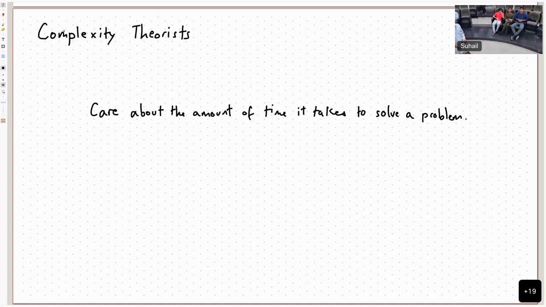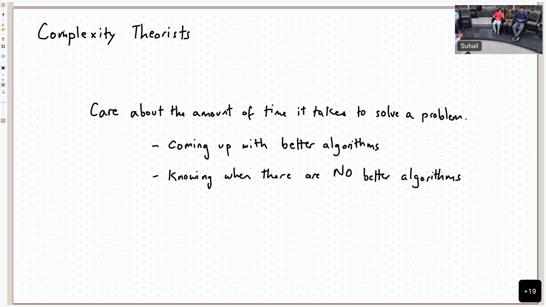But it's inevitable if you care about the amount of time it takes to solve a problem, that you're going to care about coming up with better algorithms, because that decreases the amount of time it takes to solve the problem. And another thing that a complexity theorist would care about more than others is knowing when there are no better algorithms. That is, you've found the best algorithm, there's nothing better. So these are, in general, two things that complexity theorists care about. The first point is an upper bound, and the second point is a lower bound.